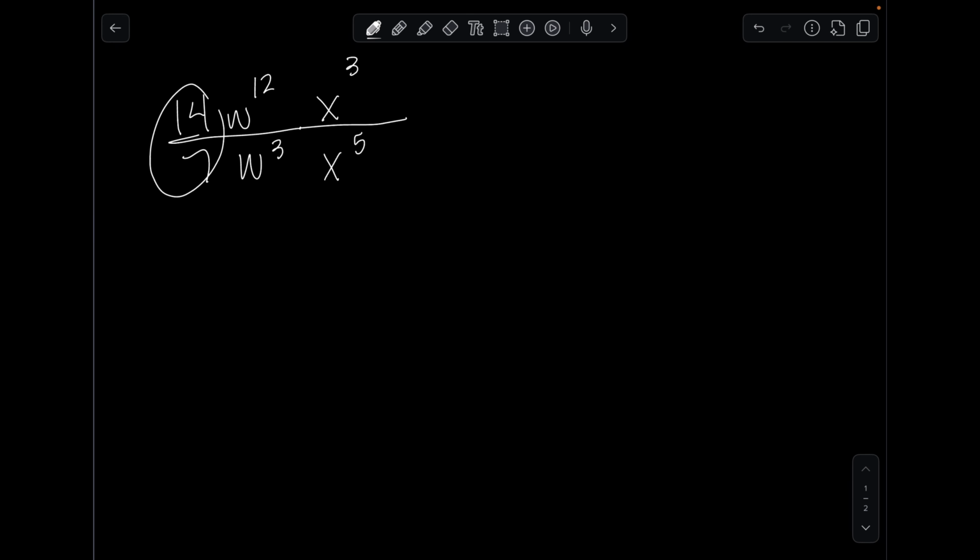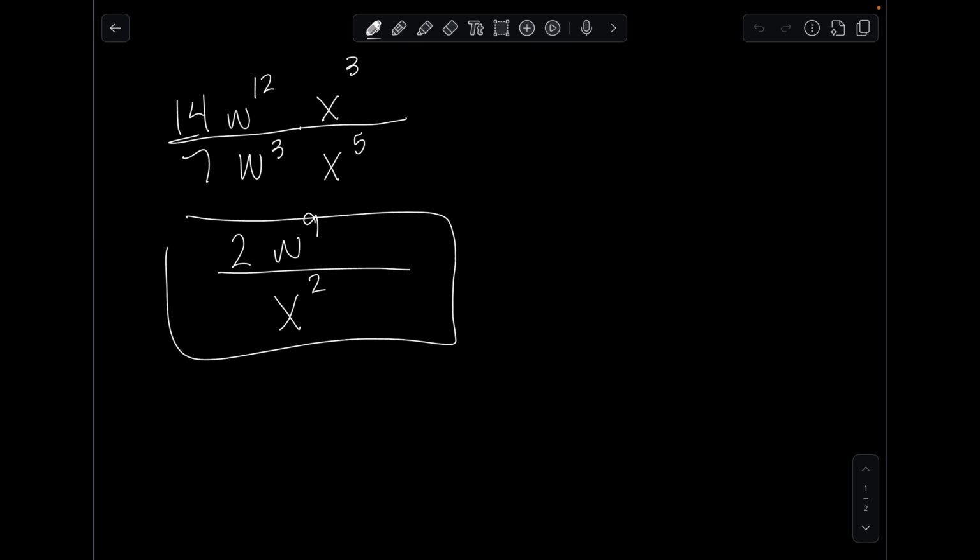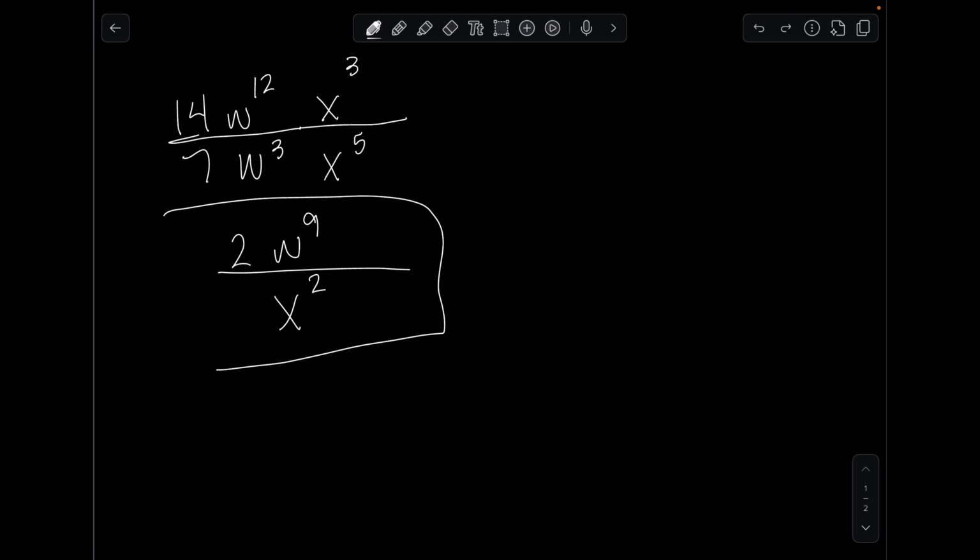Okay, you should have got 14 divided by 7. It's top heavy, right? So 2. And then are we top heavy or bottom heavy for W? Top heavy, so that goes on the top. By how much? 12 versus 3. That's a difference of 9, right? And then X, is it top heavy or bottom heavy? Bottom heavy. By how much? 2. 5 minus 3 is 2. And there's your answer. 2 times W to the 9th power divided by X squared. So that is the quotient rule, and it is mixing it with the negative exponent rule.